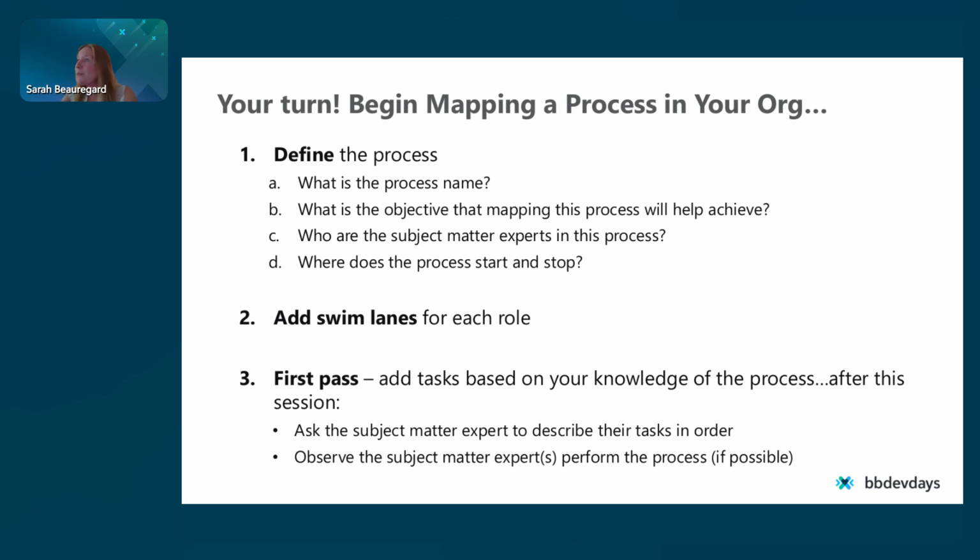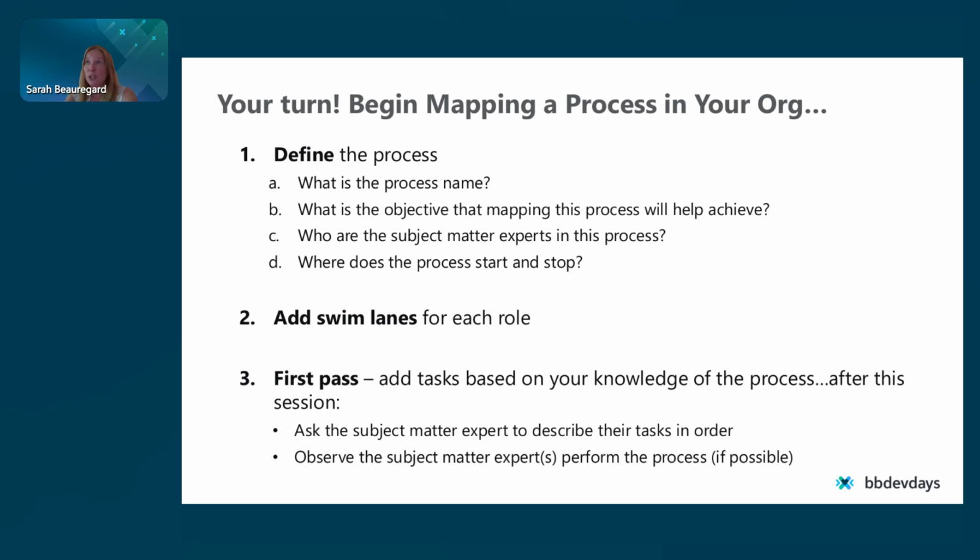So hopefully you had an opportunity to identify the objective that you're hoping that process mapping will achieve, jotted down who the subject matter experts or the different roles are that participate in the process today, and picked a start and stop point or activity for the process that you would like to map. So where will that start and where will that stop?